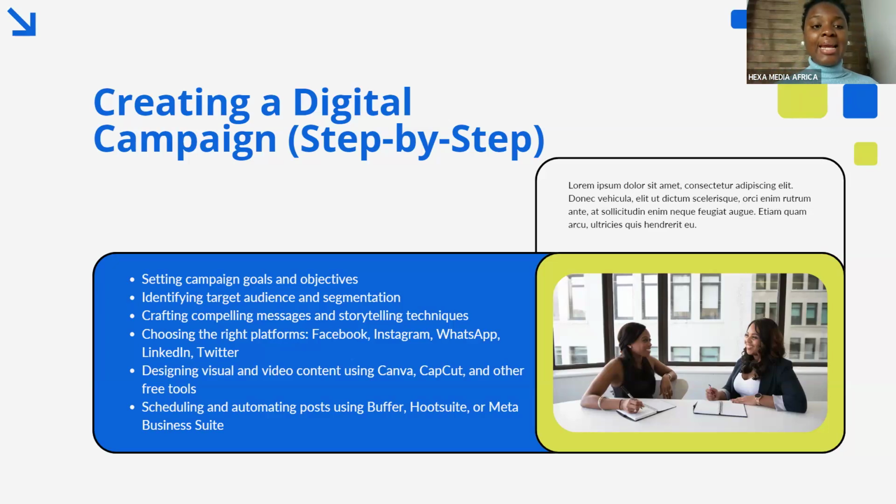And then you need to now go on to think about your target audience and segment them. Who are the different audiences? How do you want to reach out to them? How do you want to communicate with them? This is where you come to craft the compelling message and the storytelling technique you're going to use for your campaign. And then you go on to choose the right platform. What platform are you going to use to promote this campaign? Remember, it's digital, so it has to be online.